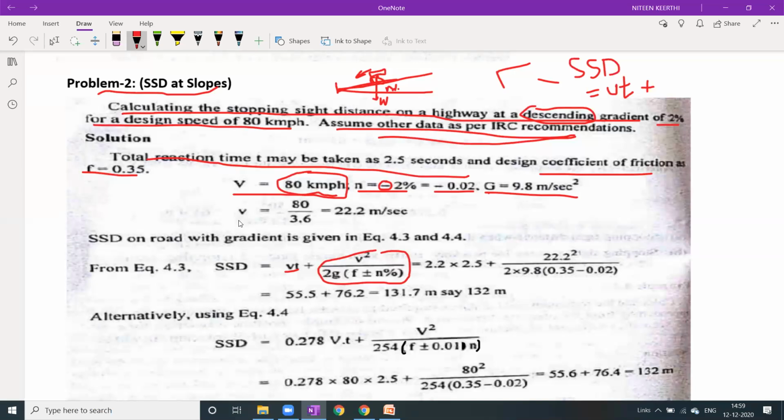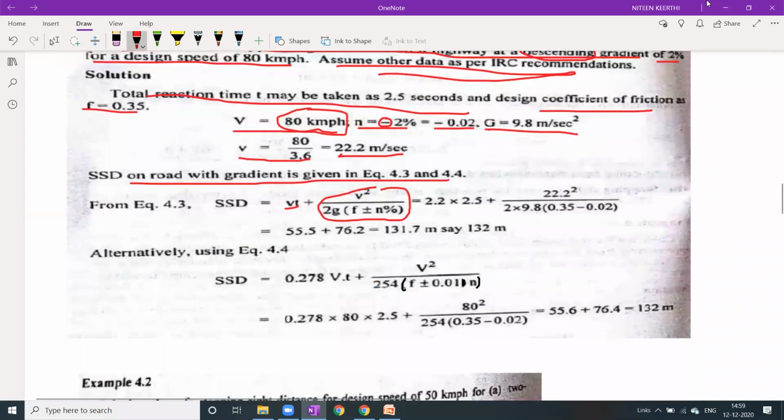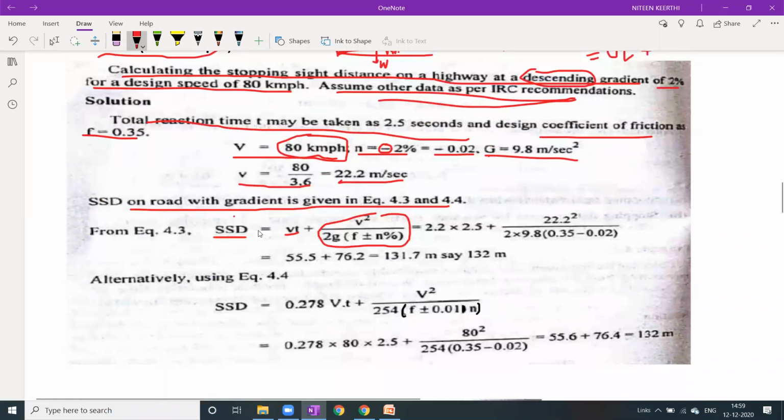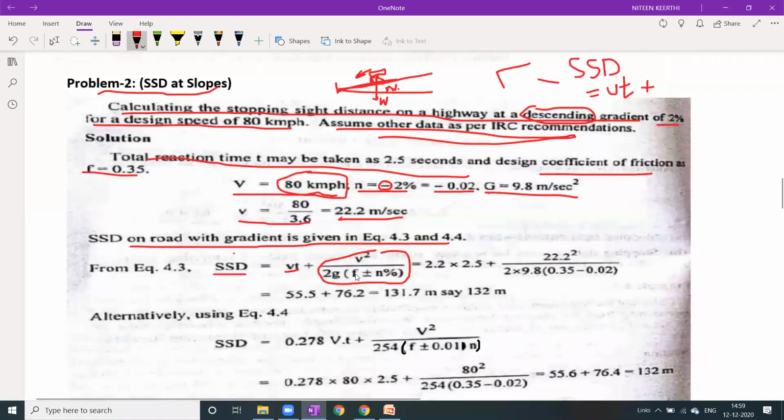Here they are converting speed to meter per second. So small v is equal to 80 divided by 3.6, that is 22.2 meter per second. SSD on a road with a gradient is given in the equation. This is from the textbook, the snapshot I've taken. Coming to the formula, SSD at slopes is Vt plus V square divided by 2g into (f plus or minus n%).